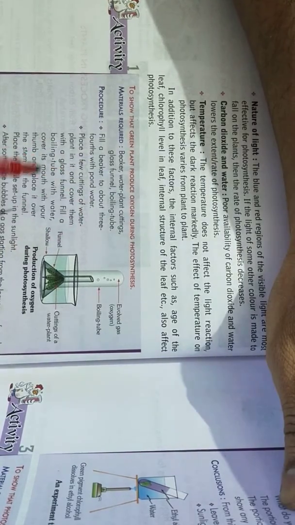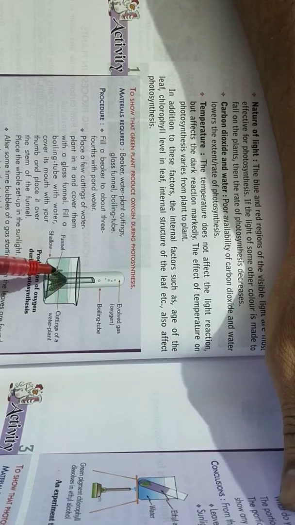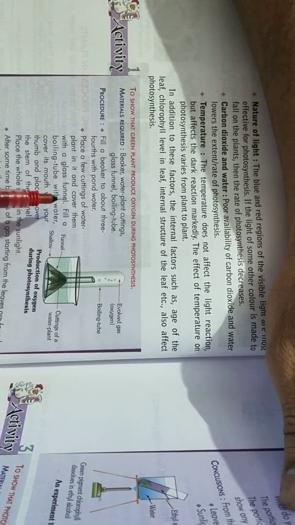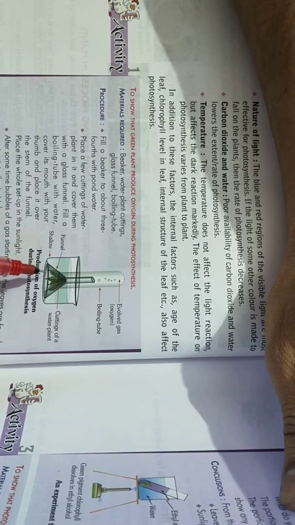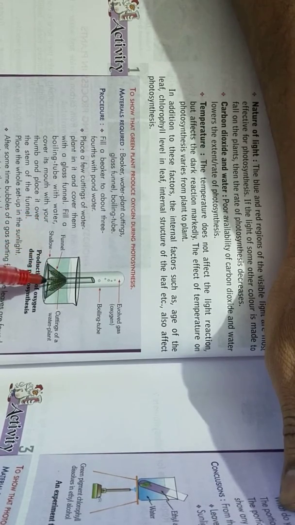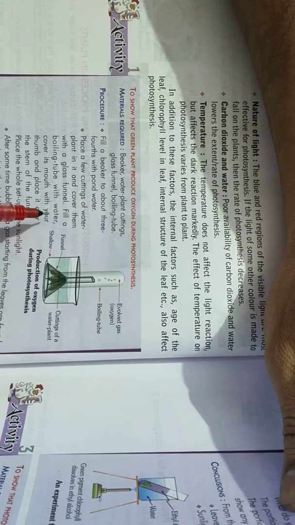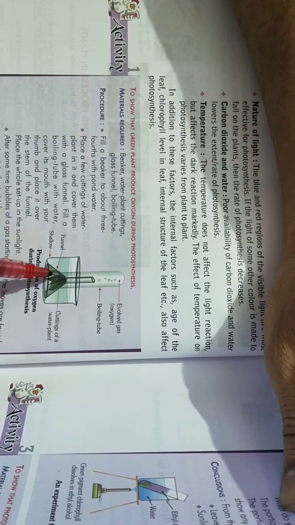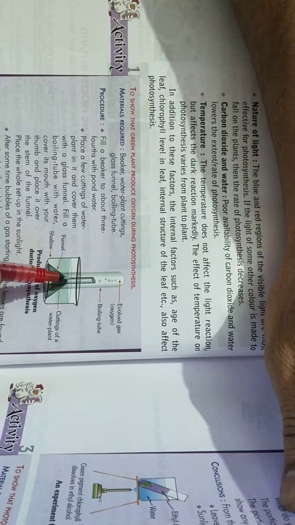And how we are going to perform it? We are going to fill the beaker with 75% of water, or up to 3/4 of the beaker will be filled with water. Now we'll place a few cuttings of water plant in it and cover them with a glass funnel. As shown here, you can see the plant cuttings have been covered with the inverted glass funnel. Now we'll take a boiling tube and fill it with water and cover its mouth with our thumb and place it over the stem of the funnel. You can see the boiling tube has been placed over the stem of the funnel.